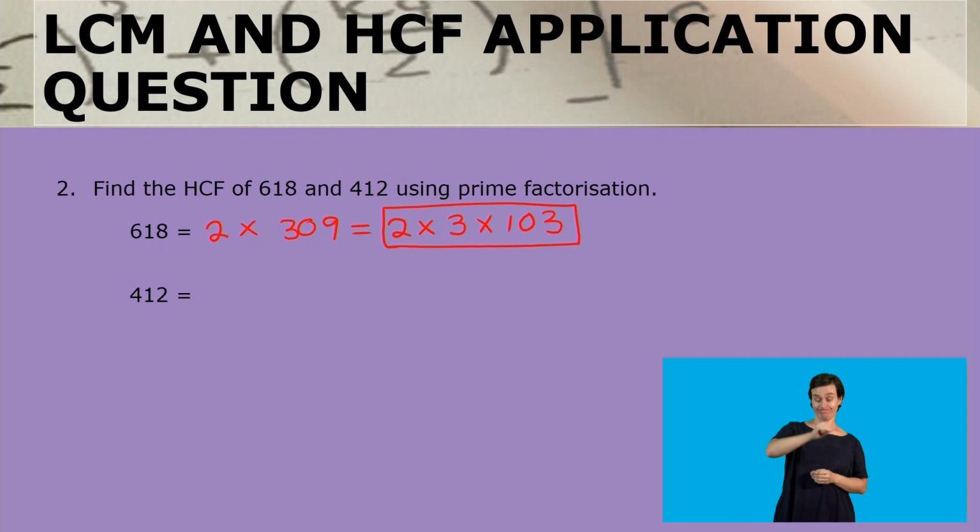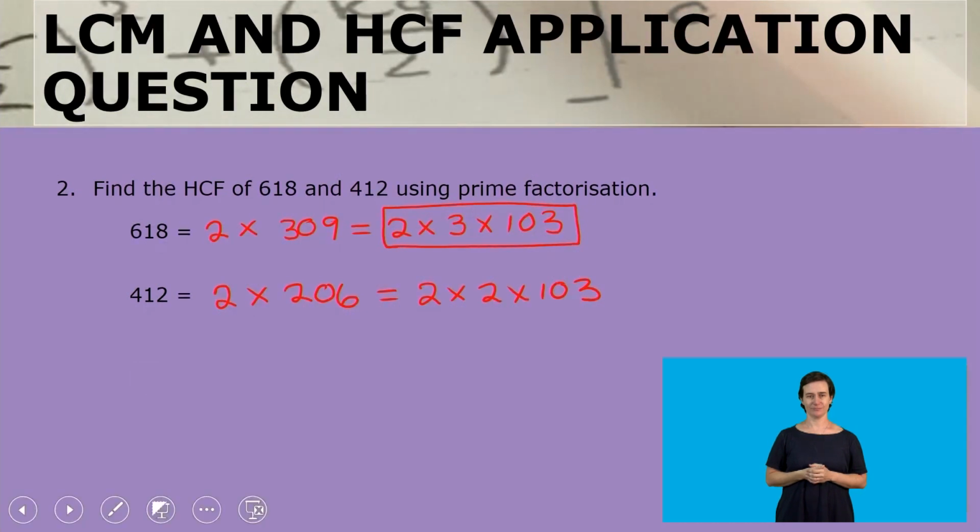Then we have 412, and we are going to break that down into prime factors. So that is going to be 2 multiplied by 206, right? But because 206 is not a prime number, we need to break it down even further. And that is going to be 2 multiplied by 2 multiplied by 103. Again, 103 is, of course, a prime number. And we already know that 2 is a prime number.